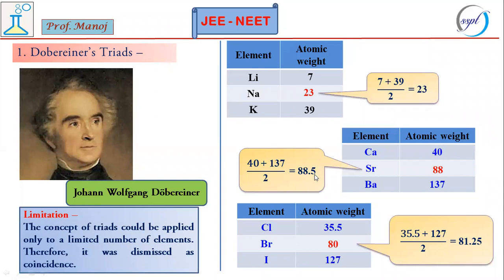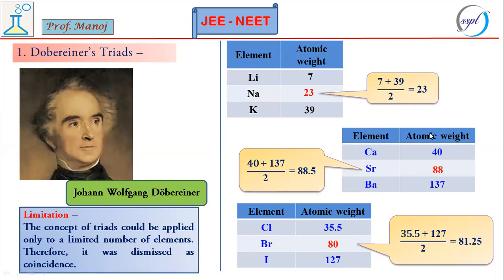Actually, another limitation, but they don't say it, is that these atomic weights which were there are quite approximated, you can see. 88.5 was there, it got 88. 81.25 only got 80. A lot of approximation has been done. They are not as exact as expected.